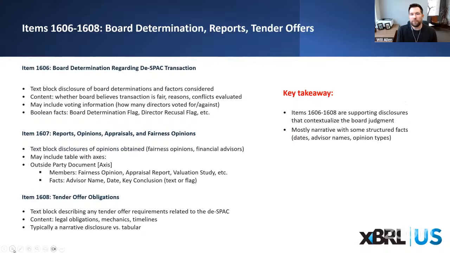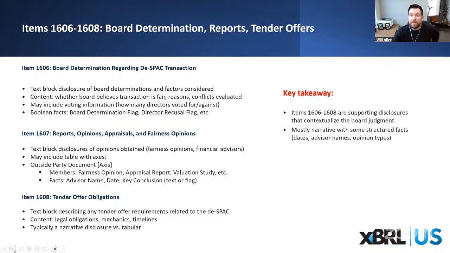All right, 1606 through 1608 are kind of the regulatory proof that the board actually acted responsibly in approving a de-SPAC transaction. So regulators and investors want to know, did the board actually consider whether the deal was fair? What advisors did the company hire to review that deal? What did the advisors actually recommend? What are the legal obligations that the SPAC may have to shareholders regarding redemption voting? So all of that's kind of covered between these three items.